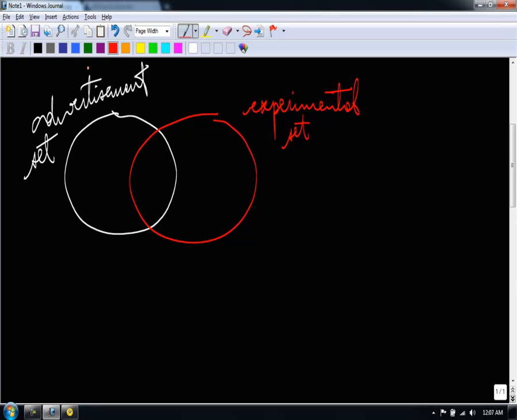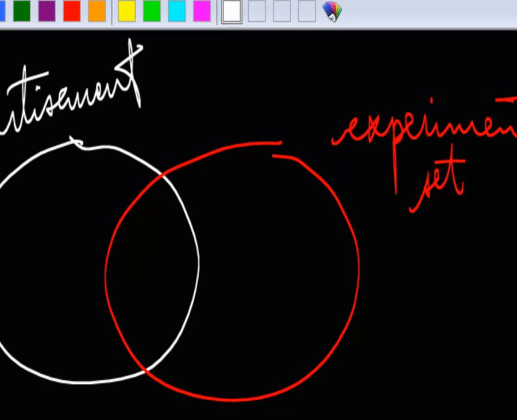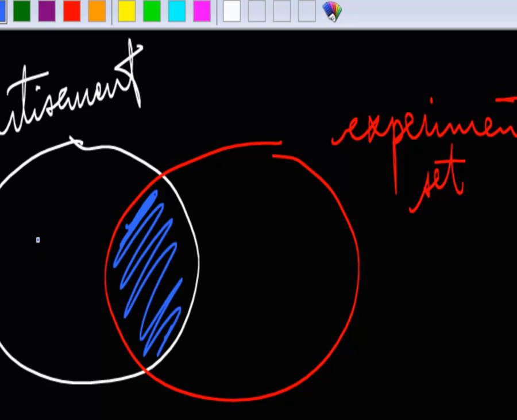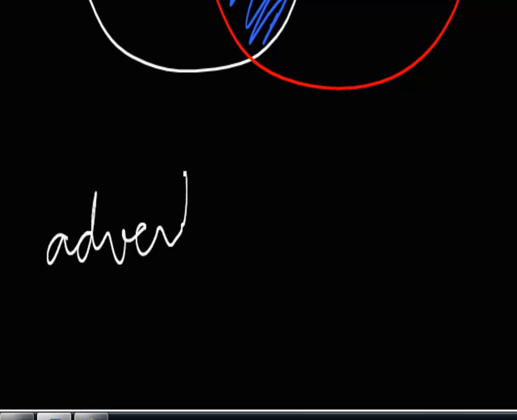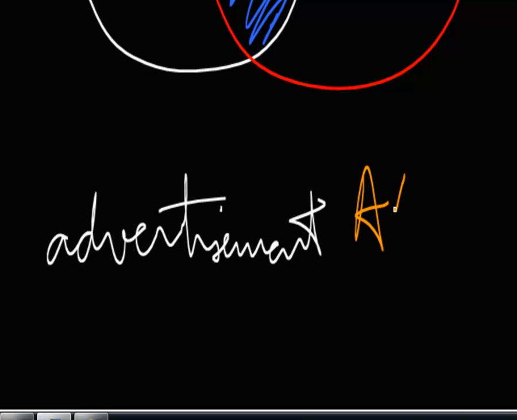The first option is that there's a certain number of papers that are common between the advertisement and experimental sets. Actually, this would probably be the set of papers that I'm interested in. So this group of papers is the intersection between these two sets. How do I do this? Well, I just say that I want advertisement and experimental.